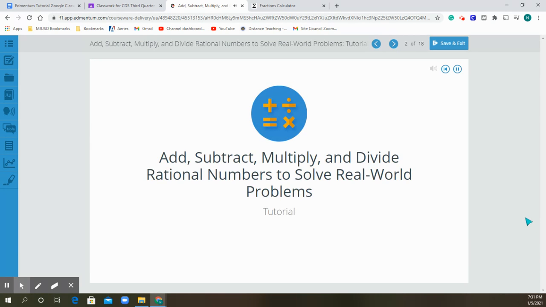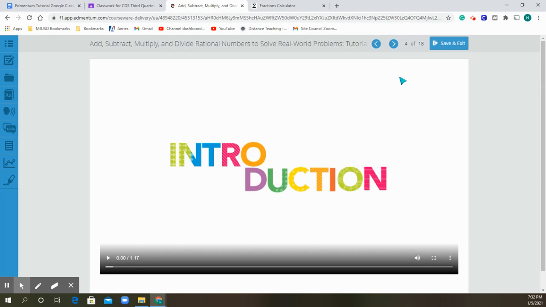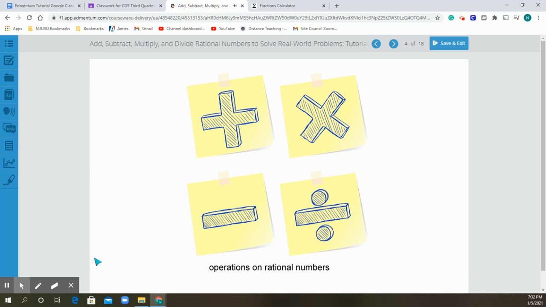Add, subtract, multiply, and divide rational numbers to solve real-world problems. In this lesson, you will use the four operations to solve real-world and mathematical problems that contain rational numbers. Just as we do with integers, we can perform all four operations, addition, subtraction, multiplication, and division, on a set of rational numbers. The key to knowing which operation to use is to understand the problem at hand.